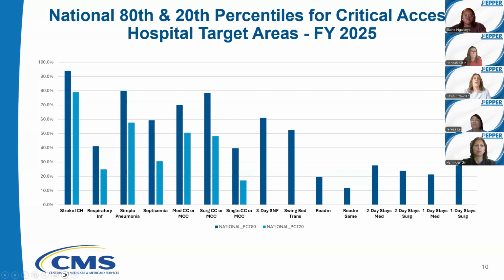This slide displays the national 80th and 20th percentiles for the critical access hospital target areas for fiscal year 2025. The stroke intracranial hemorrhage national 80th percentile was about 94%, while the 20th percentile nationwide was about 78%. In contrast, looking at the national 80th percentile for the readmissions target area, it was much lower, with the 30-day readmissions to the same hospital target area national 80th percentile being about 12%.